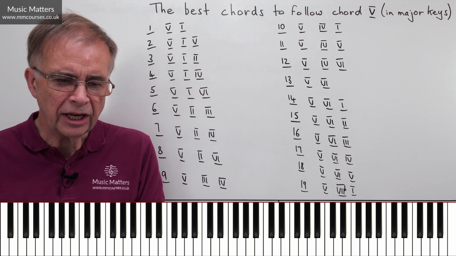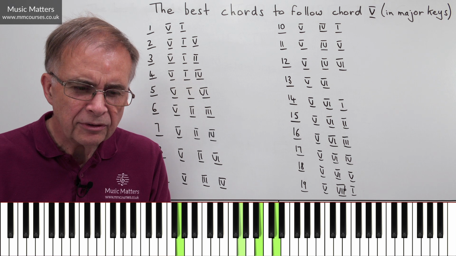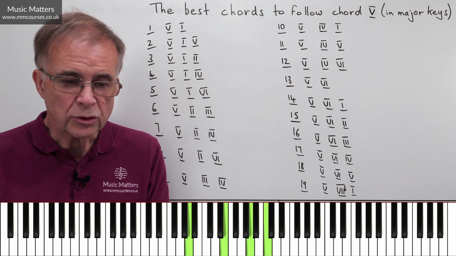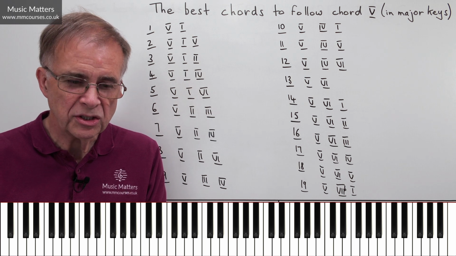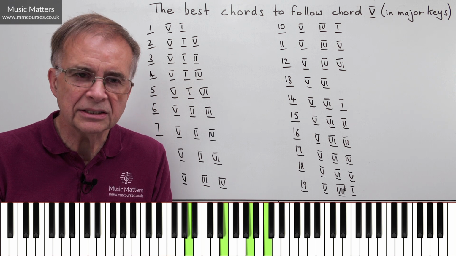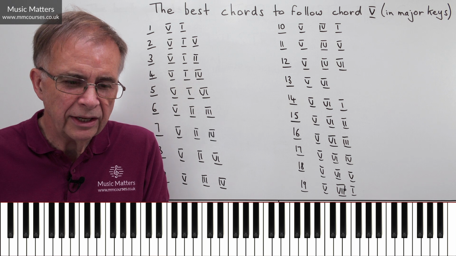Option 5 is going from 5 to 1 to 6. So 5 to 1 to 6 sounds all right. Again, it might be one of those progressions that wants to follow on. So 5 to 1 to 6 to 5 to 1 would be another way of doing that.